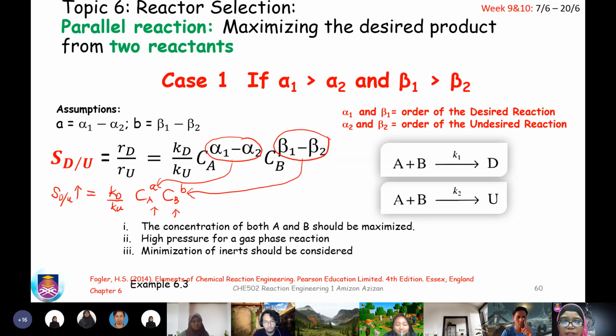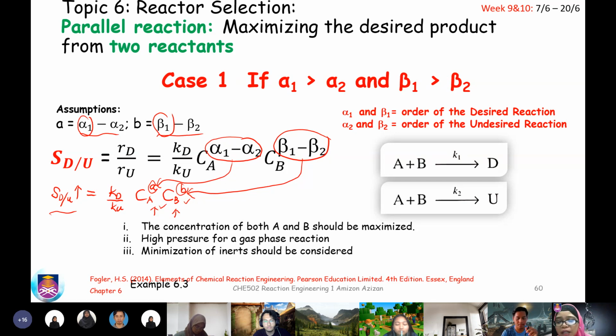In this case, you can easily decide mathematically that if you want to have high selectivity, the CA and the CB must both also be high. Why? Because both a and b are positive. Why? Because both alpha 1 and beta 1 are greater than the other alpha and beta, respectively.